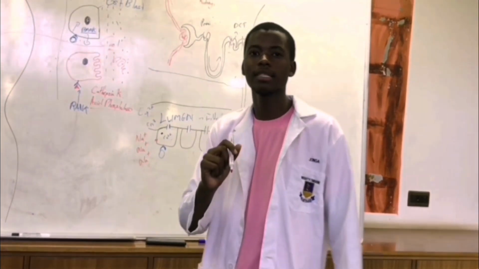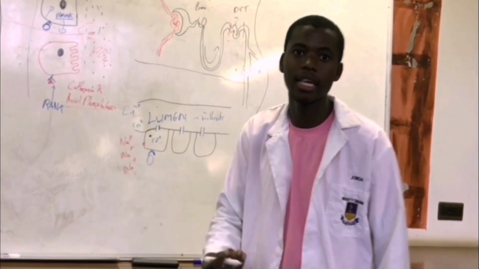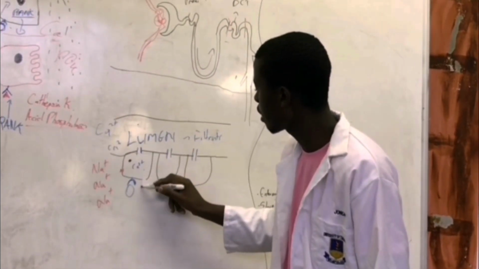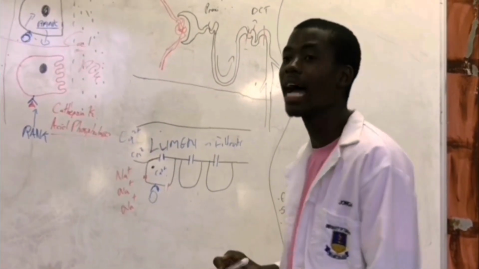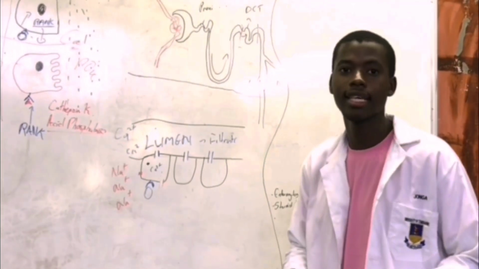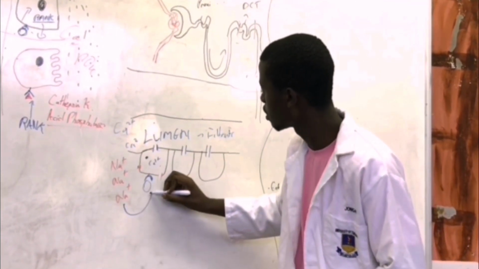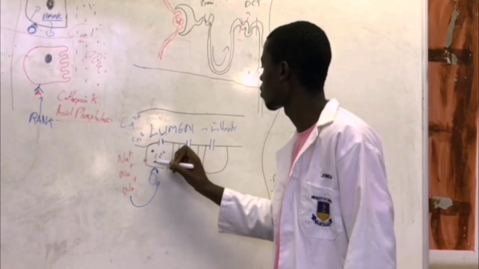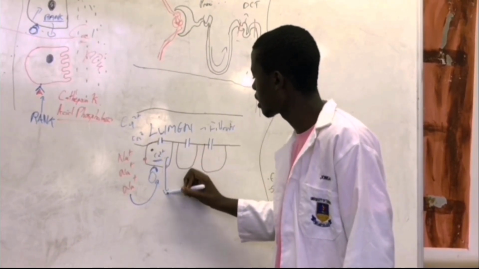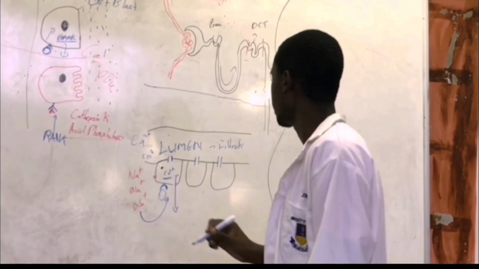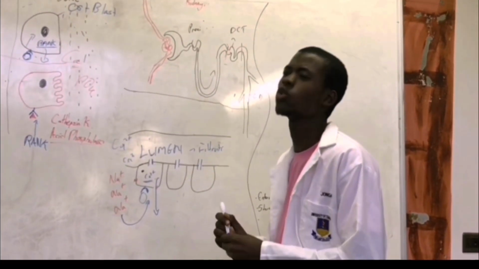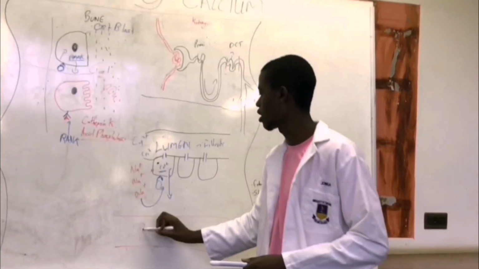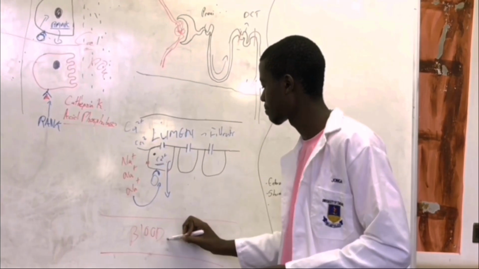So sodium now wants to get back inside the cell, and it's going to accomplish that through another channel. This channel is actually an antiporter, in the sense that it allows sodium to diffuse back inside the cell, but at the same time it also allows calcium, we have our calcium over here, to diffuse outside the cell. When calcium diffuses outside of the cell, where does it go? It goes into the blood.